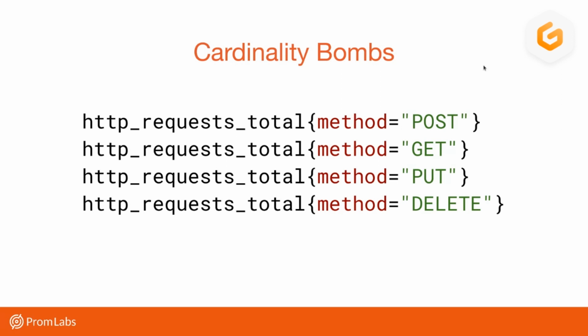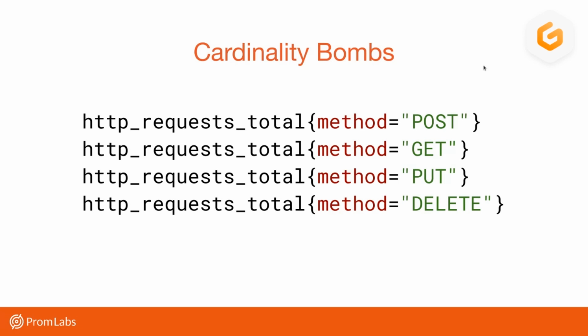In this case, maybe you're a developer, you're instrumenting, adding metrics to your HTTP server, and you want to know for every HTTP method, how many requests have I received? So you add this method label to your counter metric, and you just split it up by the different methods, and that's totally fine.